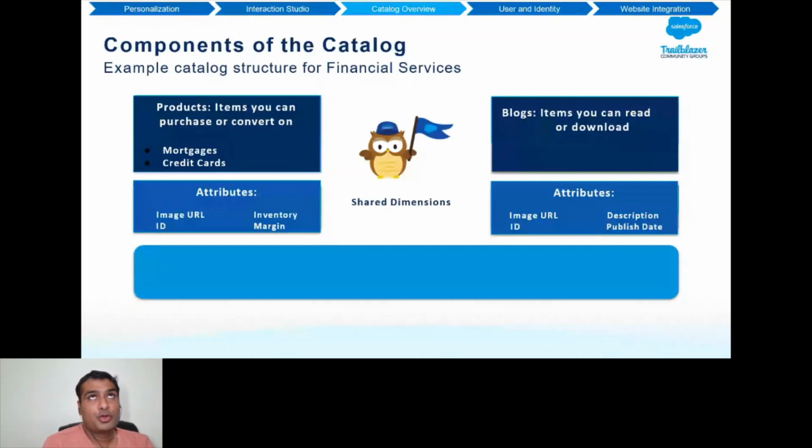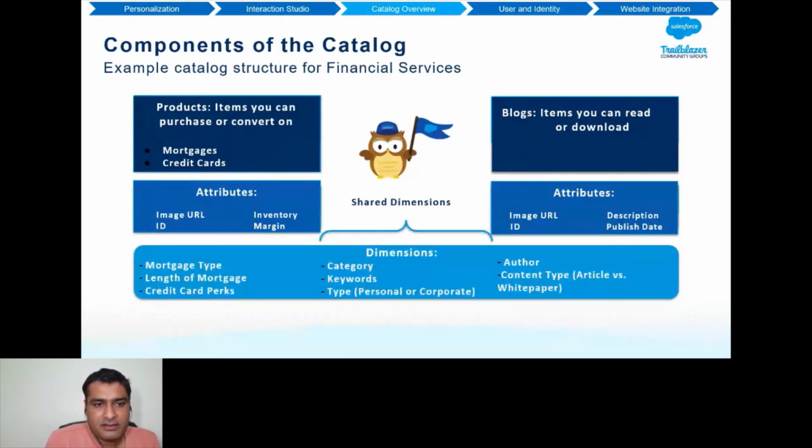And how do you use that in Interaction Studio? There may be a type or a category which is a dimension, and if you are reading a blog for one of the financial services products, then you start getting product recommendations for that product. So this is how dimensions play a critical role in this category building.